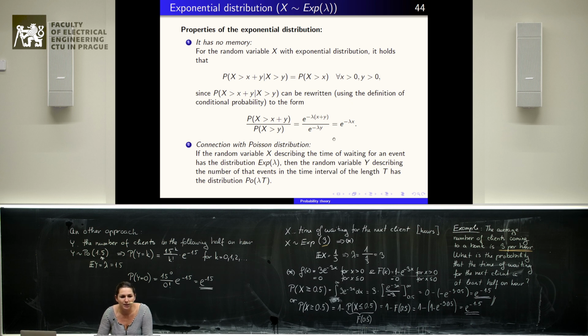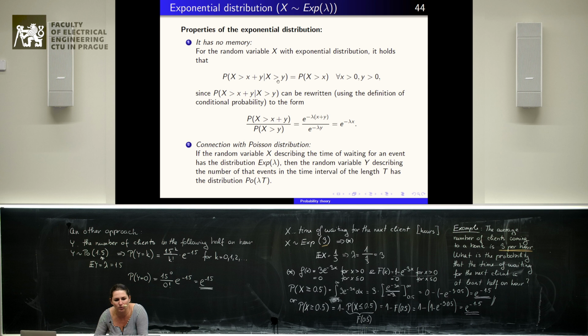The second property is that the exponential distribution has no memory, or it is called that it has no memory. What does it mean? Mathematically, it is described by the first formula. Meaning, in our case, with the bank and clients, the probability that the time of waiting for the next client is, let's say, 2 hours, conditionally on that we know that we are already waiting for 1 hour, is equal to the probability that we will wait at least 1 hour.